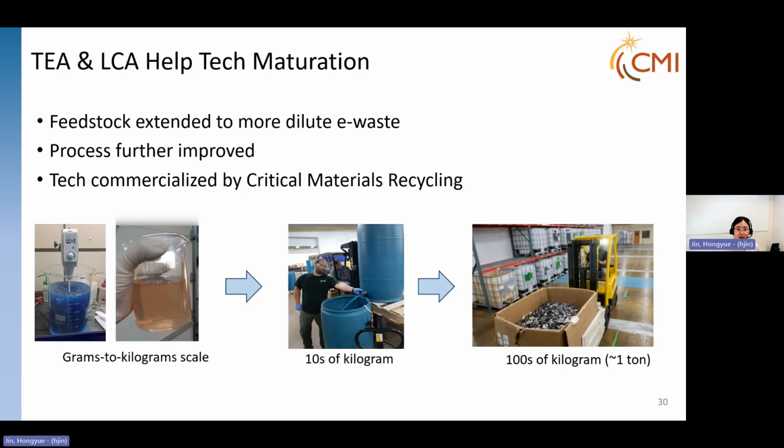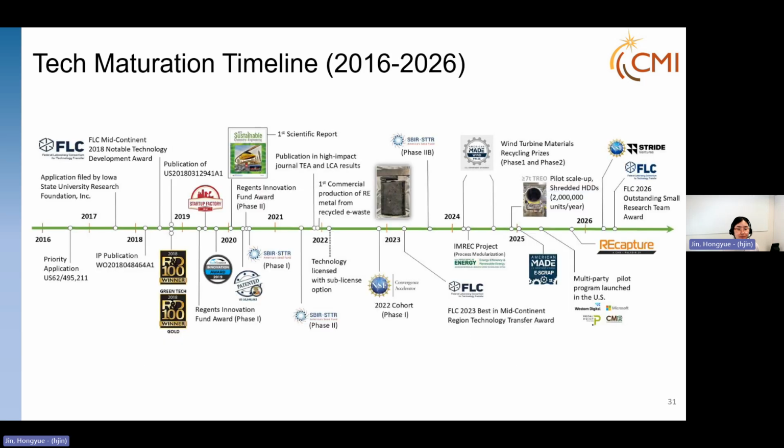And then TEA and LCA can help technology mature from lower TRL to higher TRL. So the ADR technology was experimented from gram scale to now tons of scale, with improved processes, and feedstock expanded to more dilute e-waste. And this slide shows the evolution of the technology from initial IP filing to partnering with major companies to scale the technology.